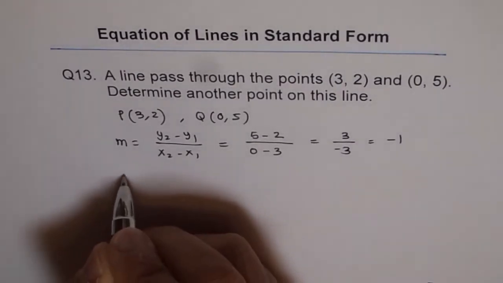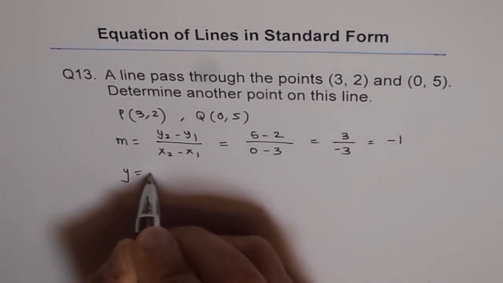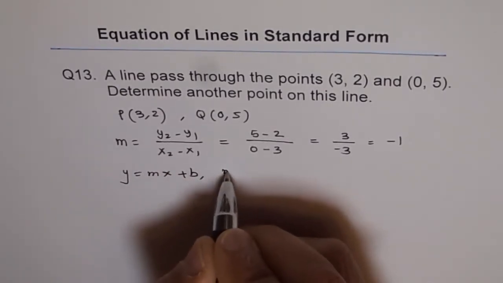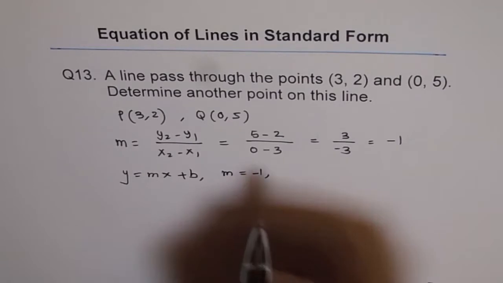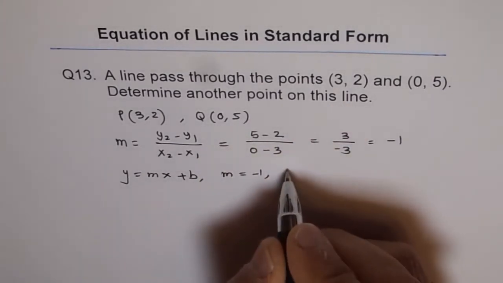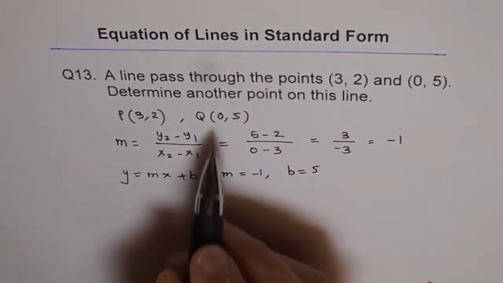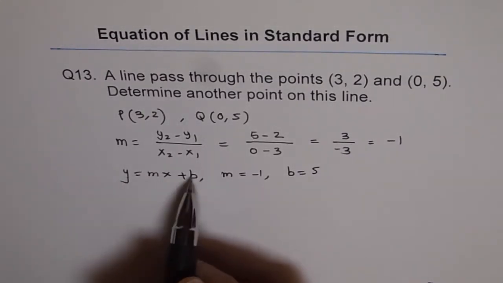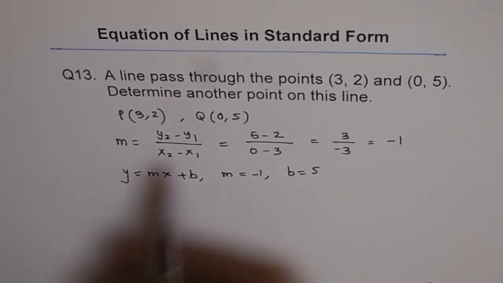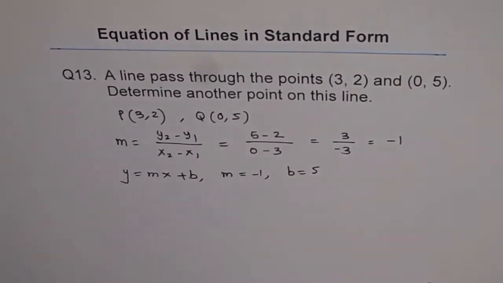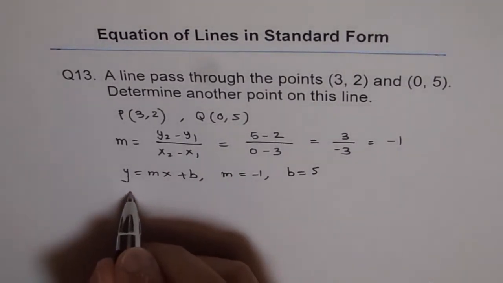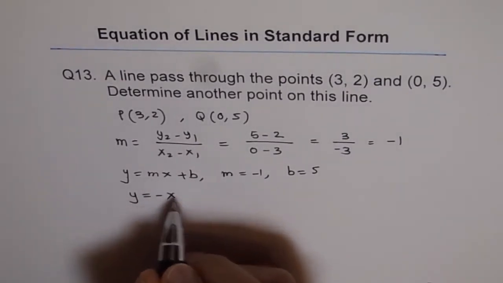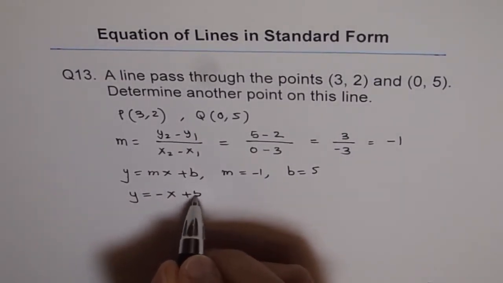So let me write the equation in slope-intercept form, which is y equals mx plus b, right? And here we know slope m is equal to minus 1 and the y-intercept is 5, correct? If I write 0 here and 5 here, I get b equal to the y value 5, right? So that is the y-intercept. And therefore, we can write this equation as y equals minus 1 times x plus 5, correct?